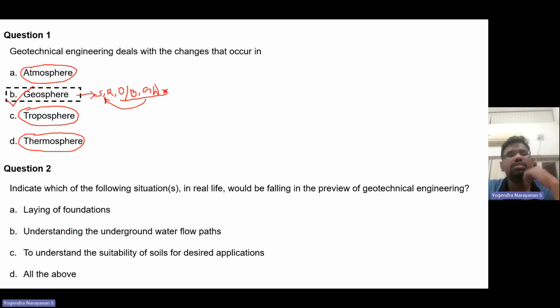I will repeat the question once again. Indicate which of the following situations in real life would be falling in the purview of geotechnical engineering. Option A, laying of foundations. Option B, understanding the underground water flow paths. Option C, to understand the suitability of soils for desired applications. And option D, all of the above.